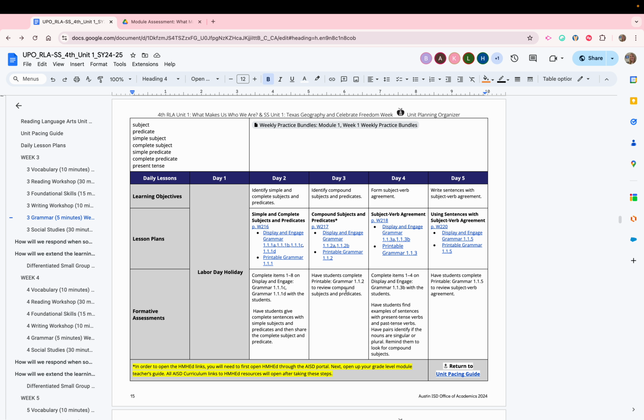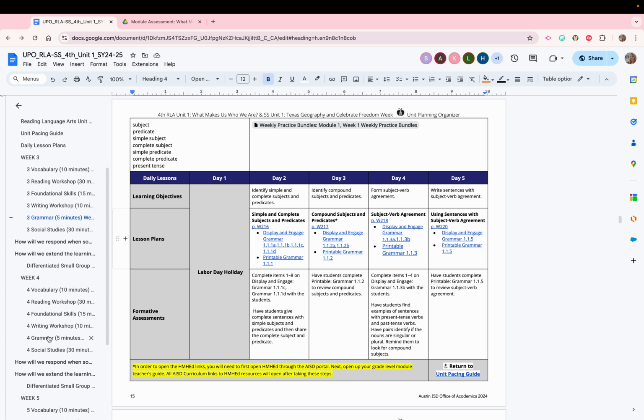And each week follows a pretty similar pattern. There will be one topic that you're covering through the whole week. There'll be kind of like an intro, then it'll break it down a little bit, maybe break it down a little bit more, and then there's like an application day that's usually called using this topic in a specific way. So there's week 3. You can see it's simple and complete subjects and predicates. Then it's compound subjects and predicates. Then we're talking about subject-verb agreement, and then using sentences with subject-verb agreement.